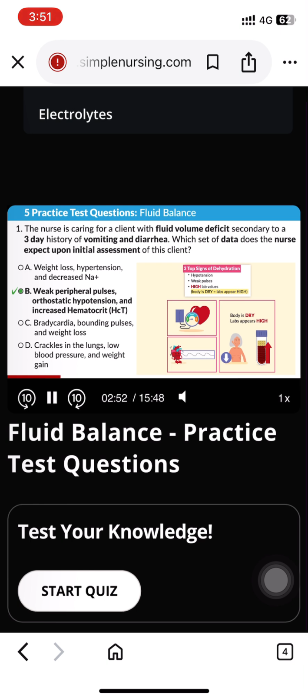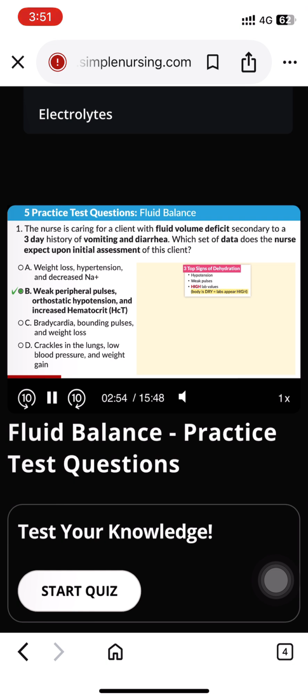Now, options C and D are incorrect. So for option C, bradycardia, bounding pulses, and weight loss. So no, this is incorrect because bradycardia, that slow heart rate, isn't right. It should actually be tachycardia, that fast heart rate, as the body's trying to move the limited blood supply it has around the body for perfusion. Bounding pulses, no, it should be weak and thready pulses. And weight loss, this one is correct. But again, remember, if one part of the answer is wrong, then the whole thing is wrong.